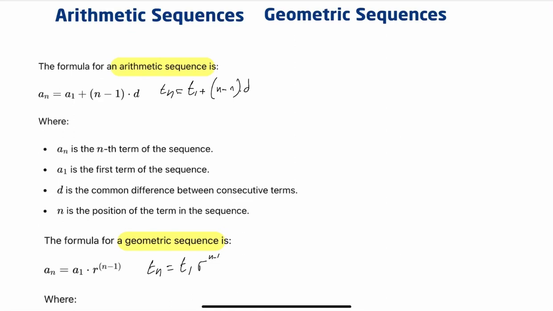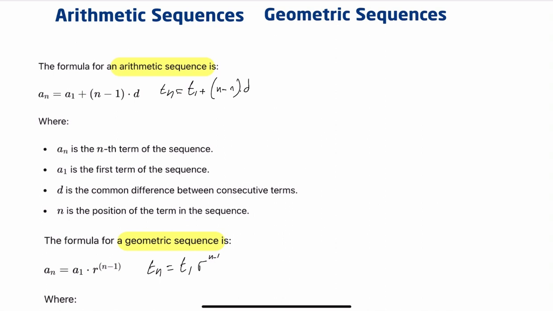Today, you will learn and you will be able to see the difference between arithmetic sequences and geometric sequences. So, before we see our equations and our formula, let's see this example.